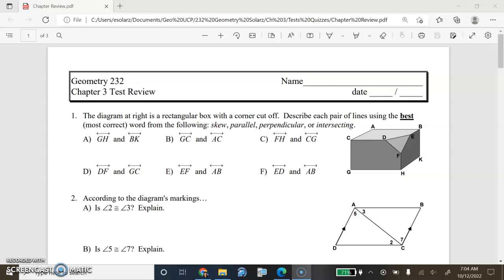All right, this is the chapter 3 review. So starting off here, number 1, we've got this rectangular box. It's asking all these pairs of lines if they are skew, parallel, perpendicular, or intersecting.